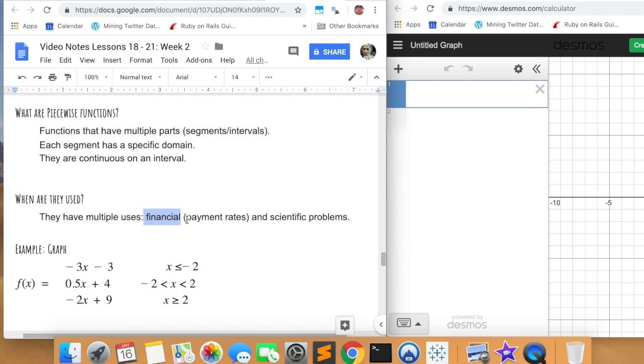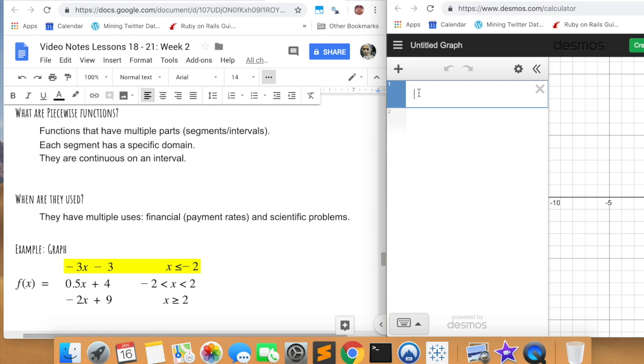We can use them in the financial area, for example. If we wanted to talk about the different types of payments for mortgages or any kind of loan situation, sometimes for a specific interval, from year 1 to 5, you're going to have one interest rate, and from year 5 to 10, you might have a different interest rate, right? So piecewise functions come in very useful for that. And then also any kind of scientific problem, grades in a class, for example. There are multiple times where one equation is not going to be good for the entire function. It might be just good for this one interval, and so that's when piecewise functions come in.